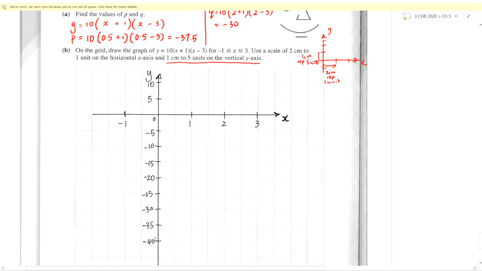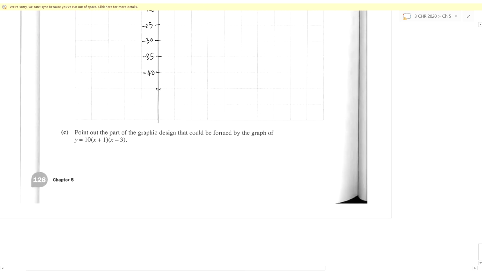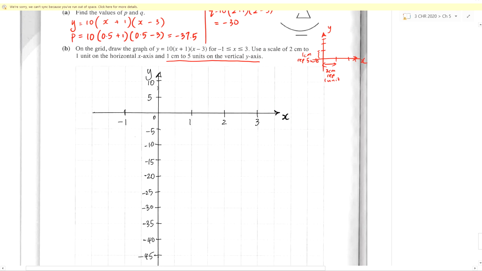Let's take a look at our table of values again. What is the smallest value of y? We see that the smallest value of y is negative 40. So let's go one more step further to include negative 45. And now plot in the points.